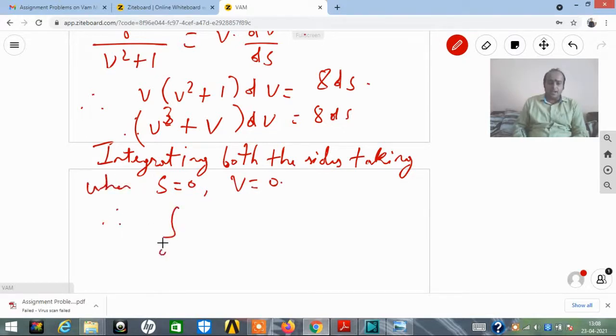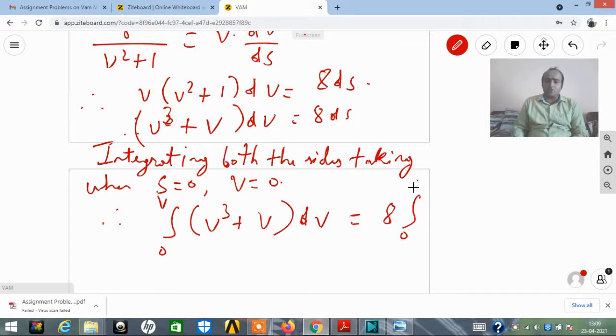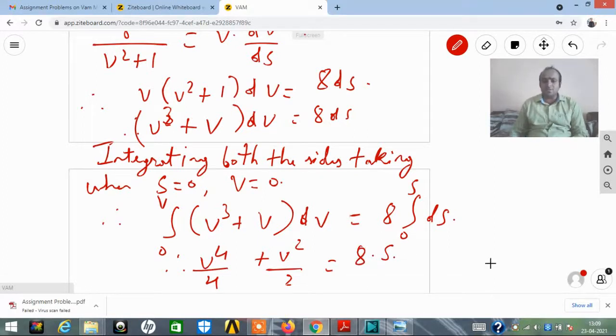Therefore, integral of 0 to v cube plus v into dv is equal to 8 into integral of 0 to s ds. Therefore, v raised to 4 by 4 plus v square by 2 is equal to 8 into s. So this is the equation number 3 that we have got. Now let us proceed ahead to find out the values.